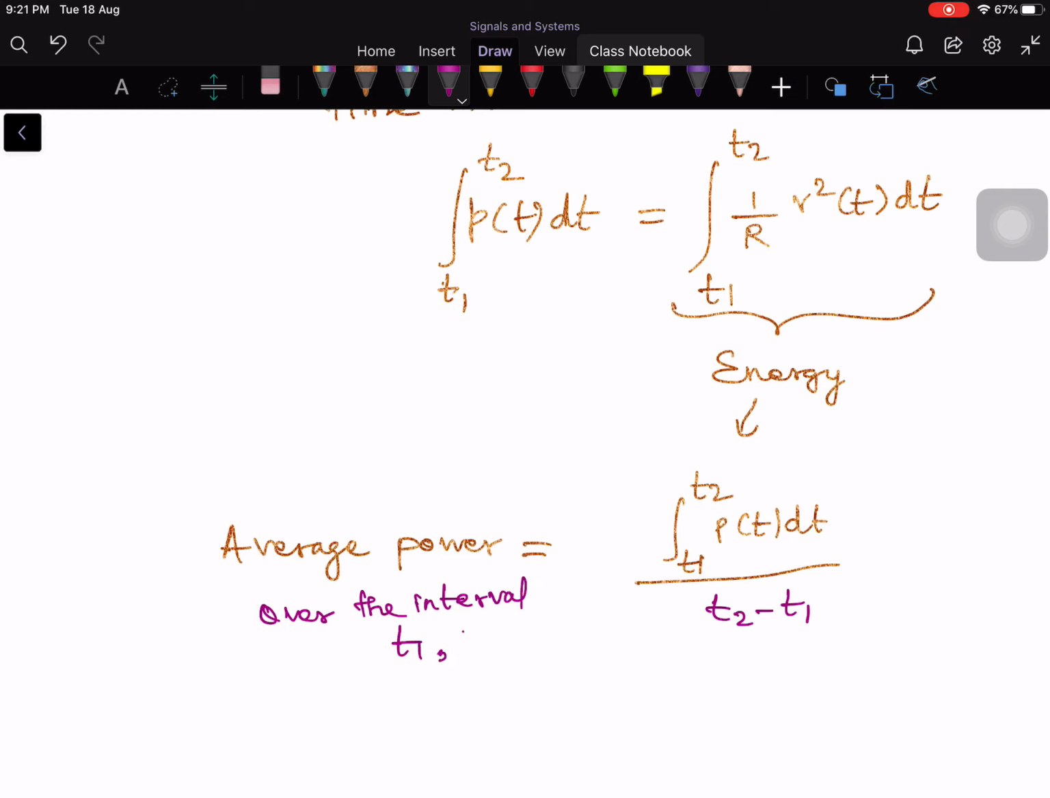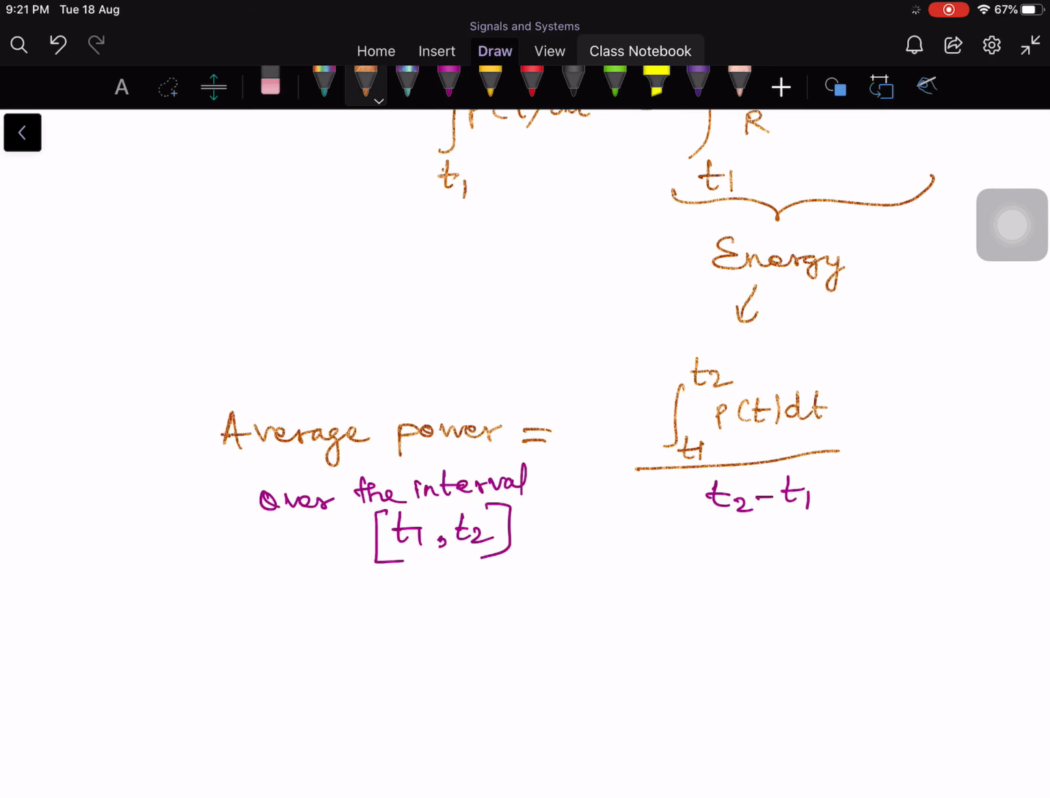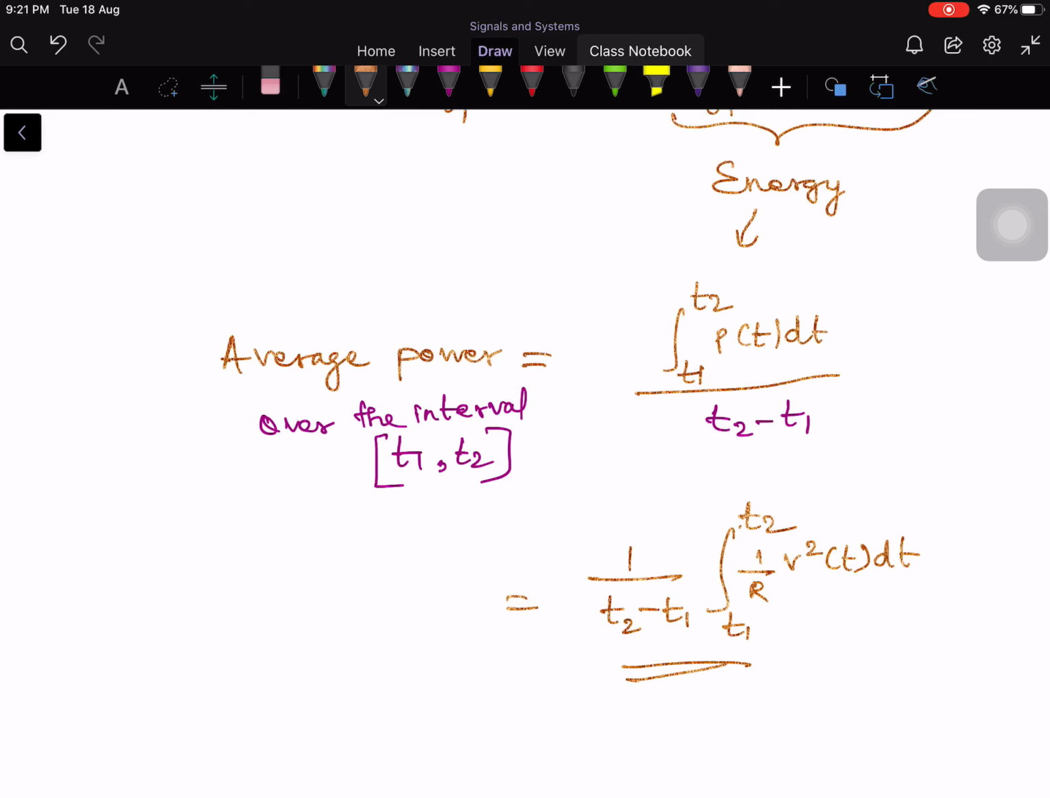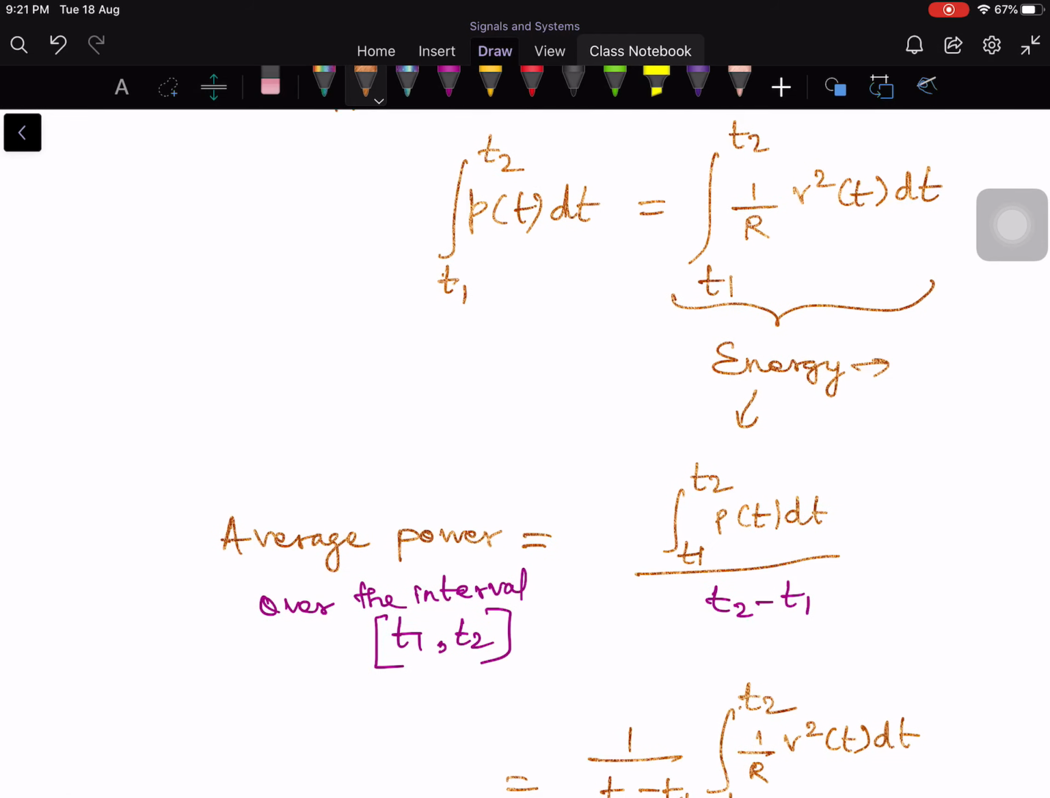So this is going to be 1 over t2 minus t1 times the integral of p of t, which is 1 over R times v squared of t, v squared of t dt, with limits t1 to t2. So this is the average power, and this one is the total energy expended over the time interval t1 to t2.